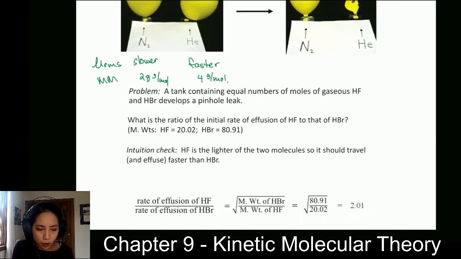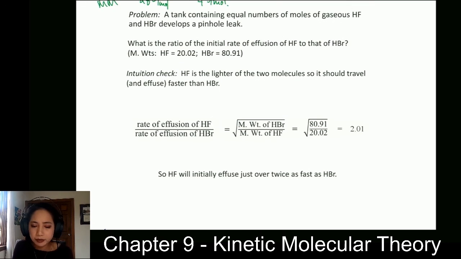So let's do a quick question that uses Graham's law in a calculation. We have a tank containing equal numbers of moles of HF gas and HBr gas, and it develops a pinhole leak. Our question is, what is the ratio of the initial rate of effusion of HF to that of HBr? So we want to know how much faster HF effuses out of the gas tank than HBr. And I have the molecular weights here.